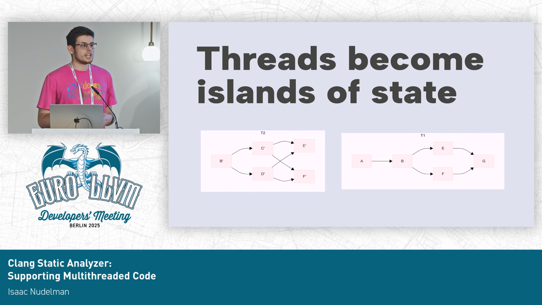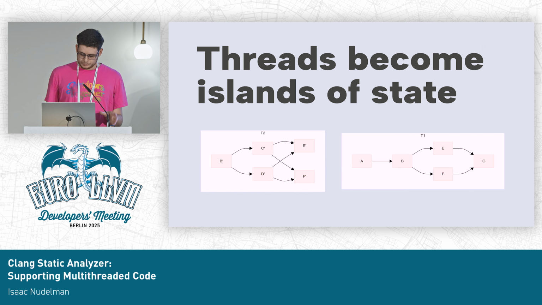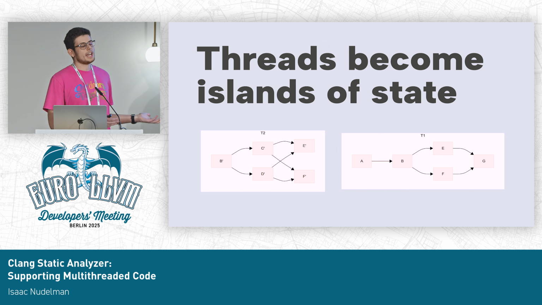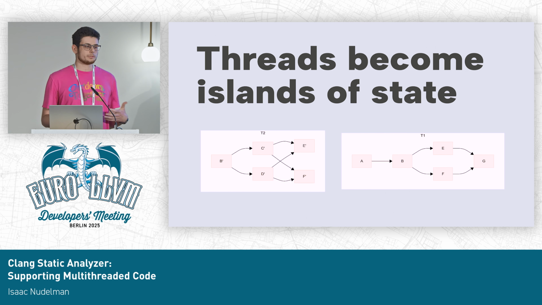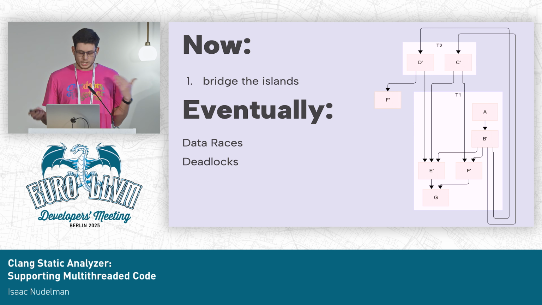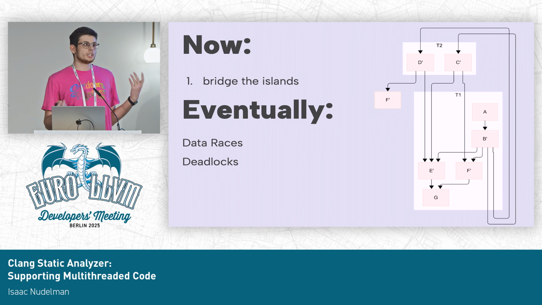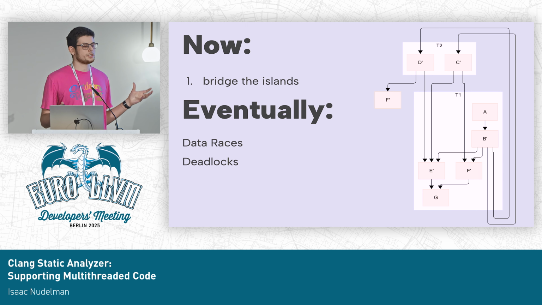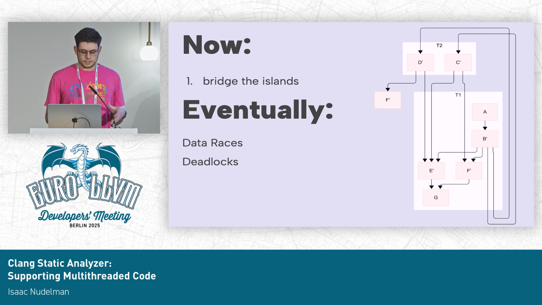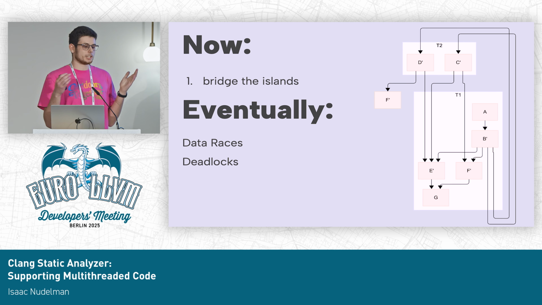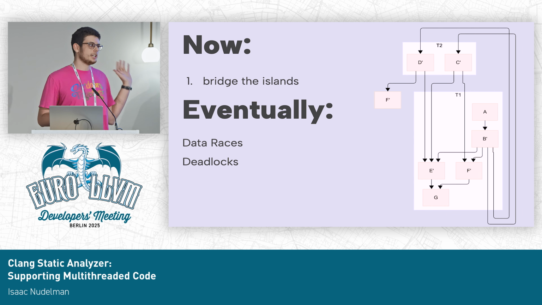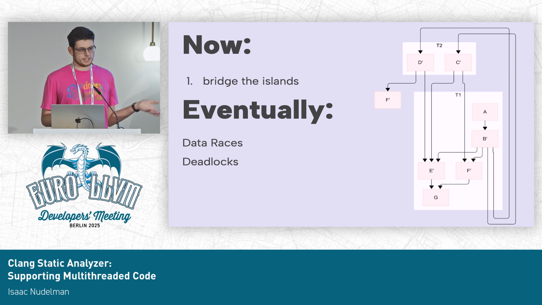And our state is marooned on each thread. And we can't even begin to start enabling those cross-thread analyses if we have just completely separate threads and no way to connect them. So how do we connect it? Well, first we want to do that initial step of just bridging our threads together. Let's just be able to look at the code, and then eventually, we can move on to fancier things like deadlock detection or data race detection.